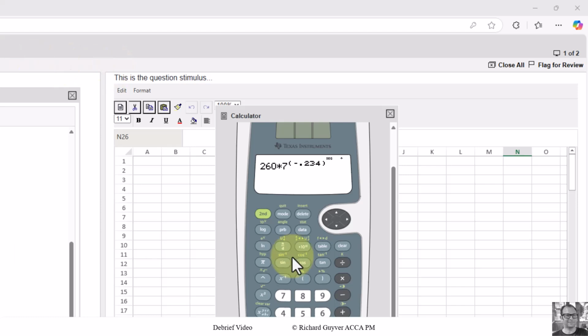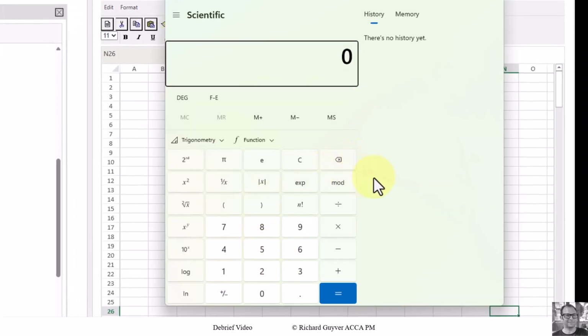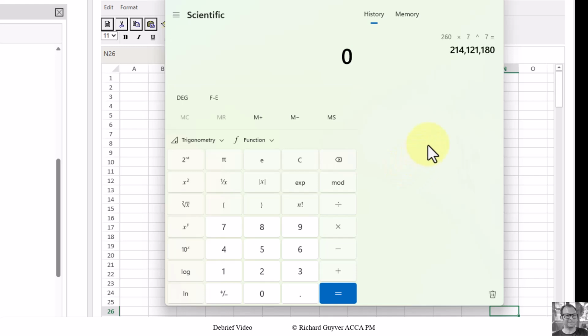However, I'm using the practice platform and there's a bug in the calculator, so when I do the calculation it doesn't work, but that would work in the exam. So I'll have to use a different calculator just for this. And there are sometimes differences between this platform and the real exam.